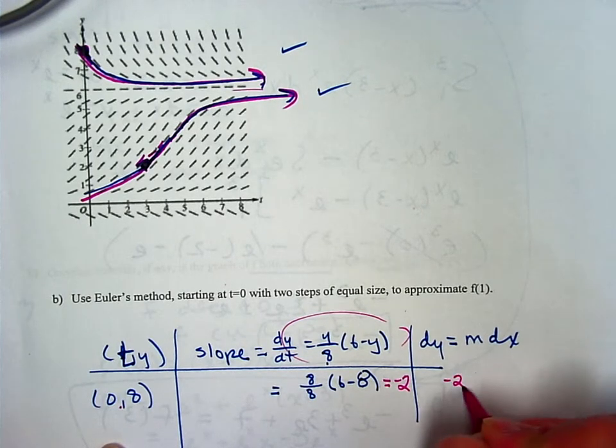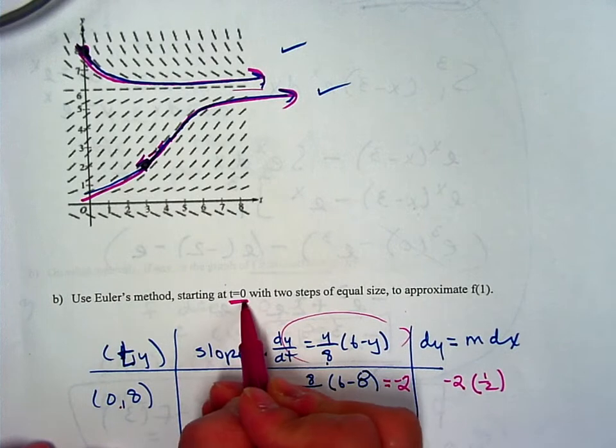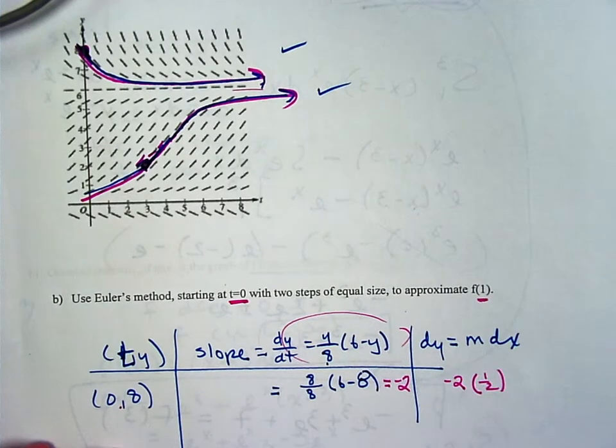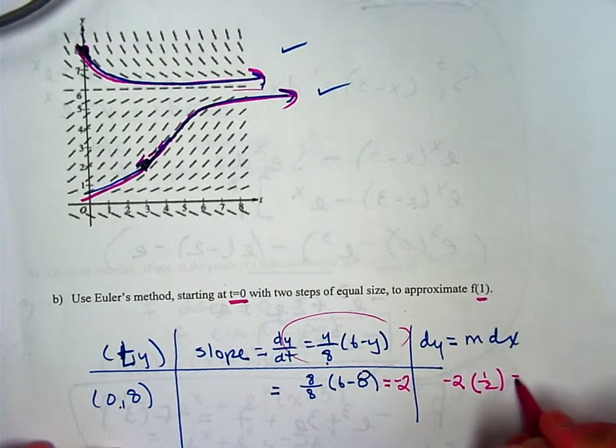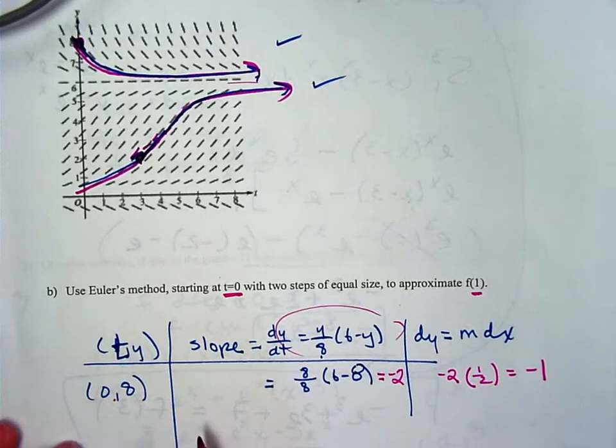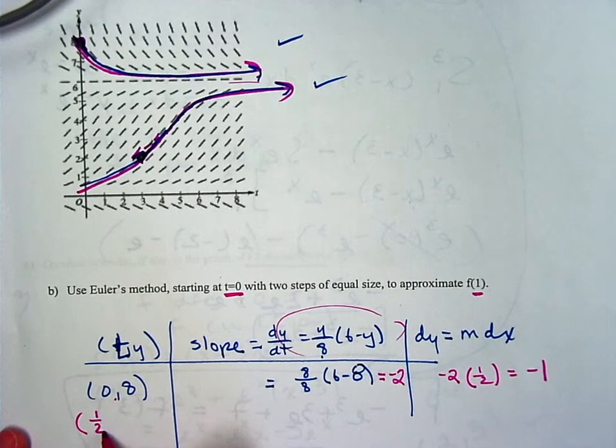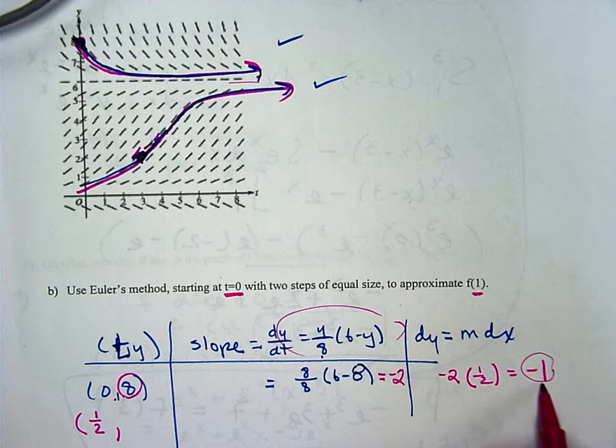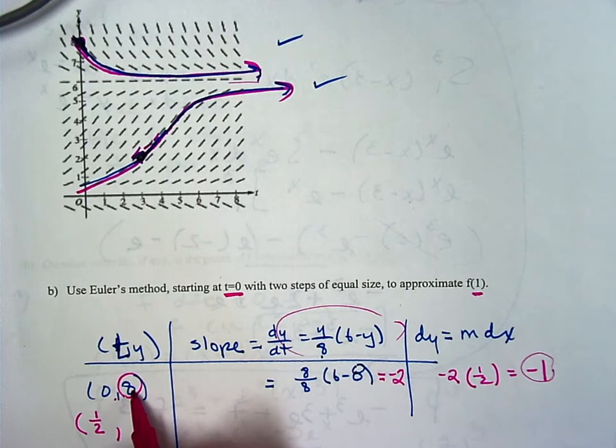So how do I find the change in y? I'm going to take my slope. Delta x is going to be 1/2, because we're starting at 0. We're trying to get to 1. You want 2 steps, equal sizes. So your dy is -1. So your x, you're going to move up by 1/2. Your y, you're going to move up by whatever this value is, adding on to the previous. So 8 plus -1 gets you to 7.